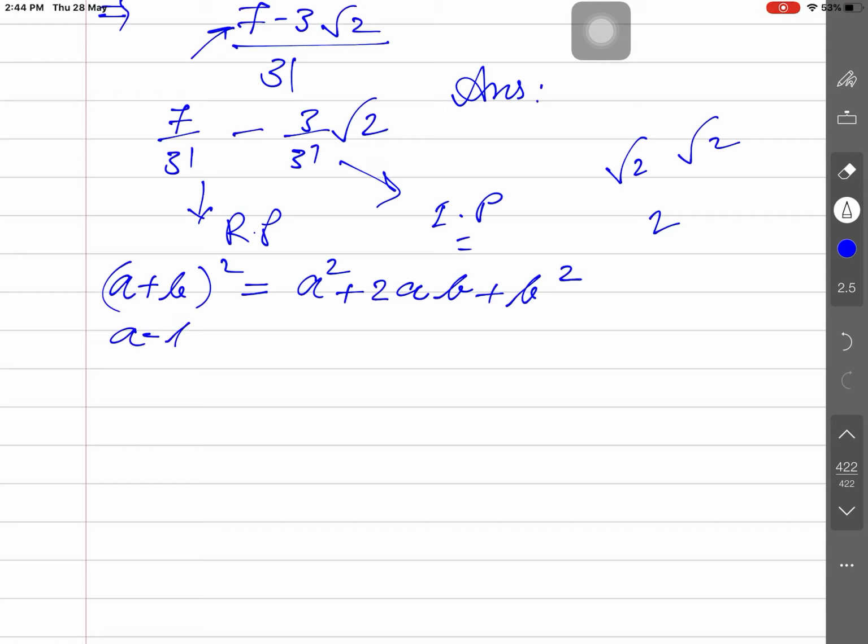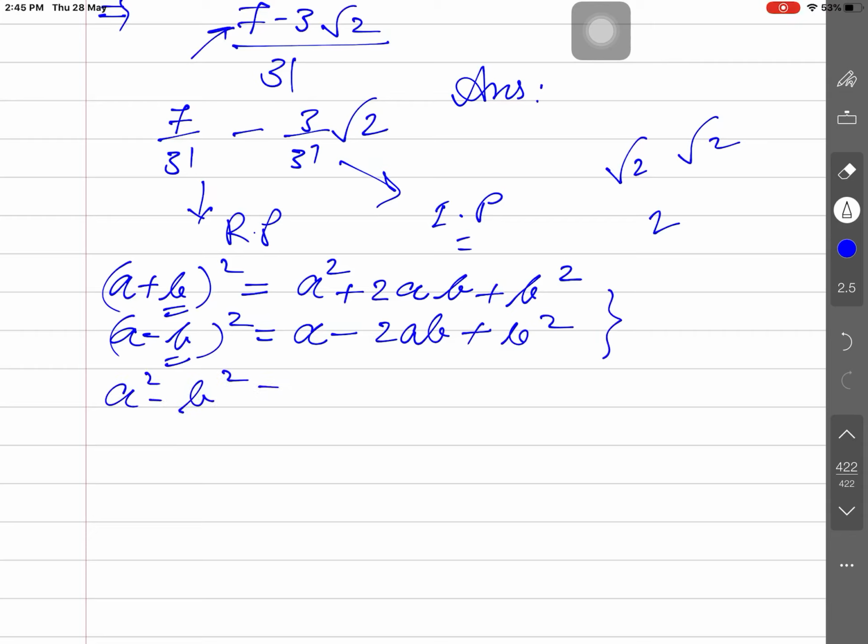Next, a minus b whole square. There are three identities here. Here plus b, here minus b. Where the b occurs an odd number of times, there the sign will be negative. Otherwise the terms will be the same in order: a square minus 2ab plus b square. And the third identity: a square minus b square can be written as a plus b and a minus b. Well, understood this? Okay.